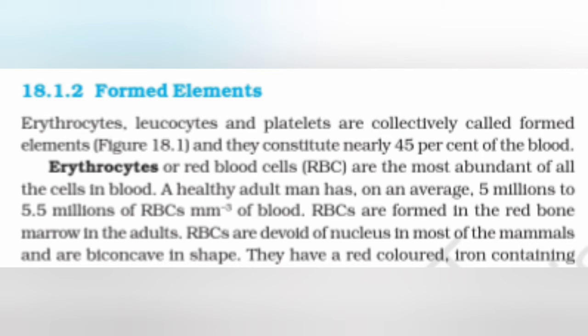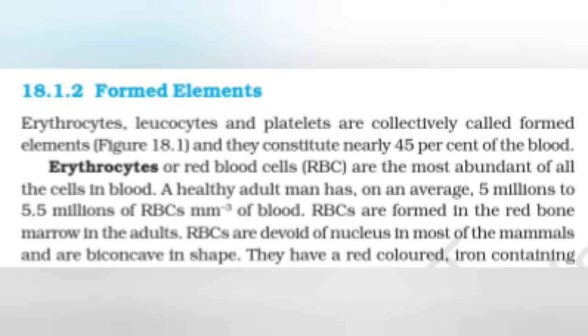Erythrocytes, leukocytes and platelets are collectively called formed elements, and they constitute nearly 45% of the blood. Correct, because plasma was 50 to 55%, so remaining 45 to 50% will be formed elements. Erythrocytes are the red blood cells, that is RBCs, are the most abundant of all the cells in the blood. A healthy adult man has on an average 5 million to 5.5 million RBCs per millimeter cube of blood.